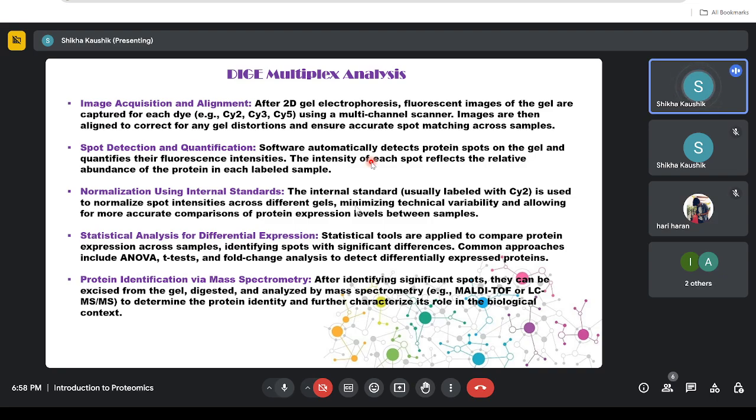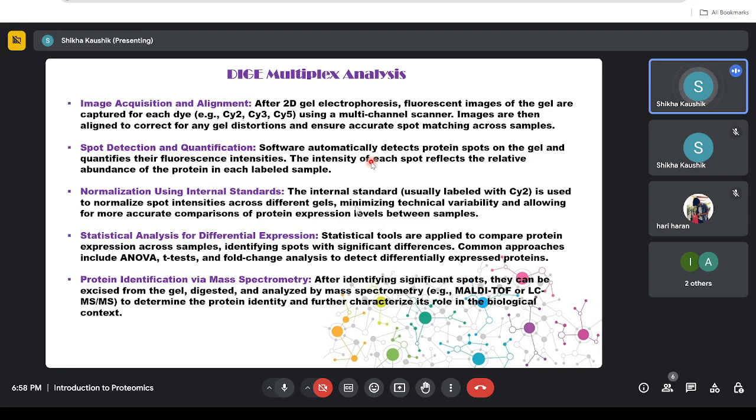Then statistical analysis for differential expression: you use a tool to compare the protein expression across the samples and identify the spots with a significant difference. The common approach is generally using statistical tools like ANOVA, t-test, and fold change analysis to detect the differentially expressed proteins.